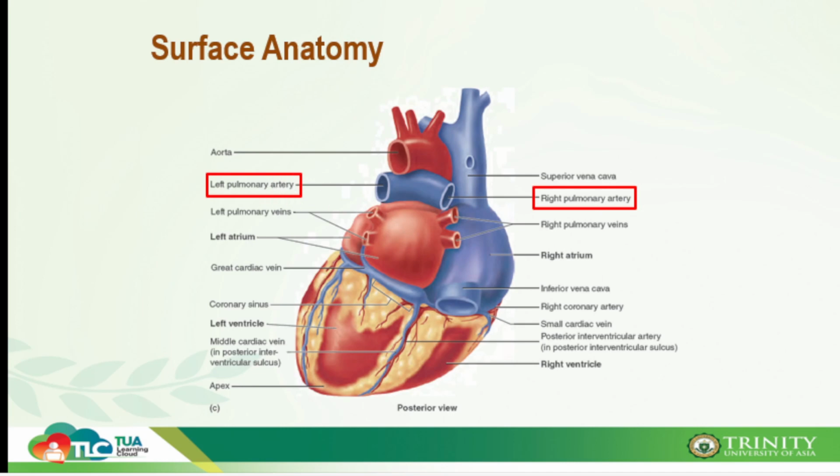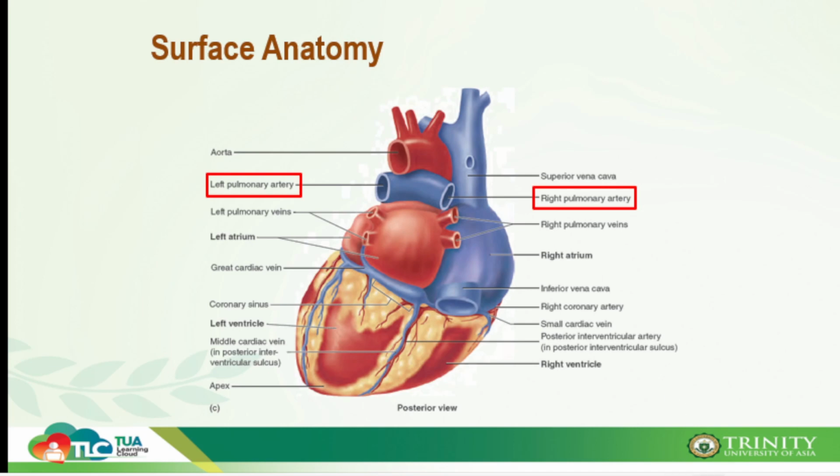But instead of going to the rest of the body, the left pulmonary artery will go to the left lung, and the right pulmonary artery will go to the right lung in order for them to be oxygenated. So from the pulmonary trunk, it will go to the pulmonary arteries and then will end up in the lungs. That's where blood will flow.